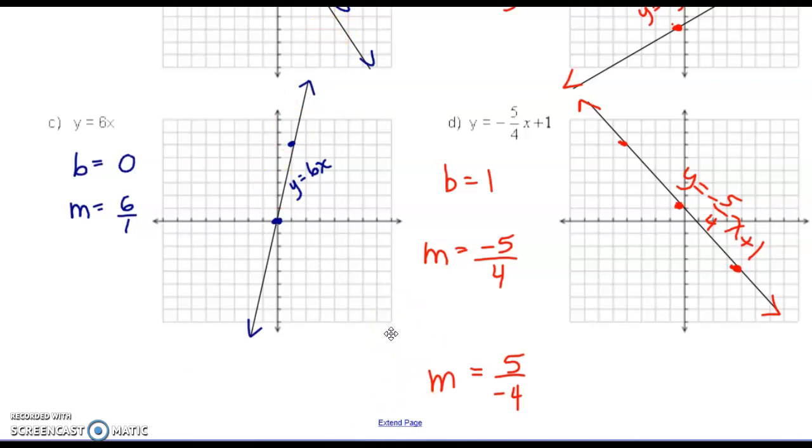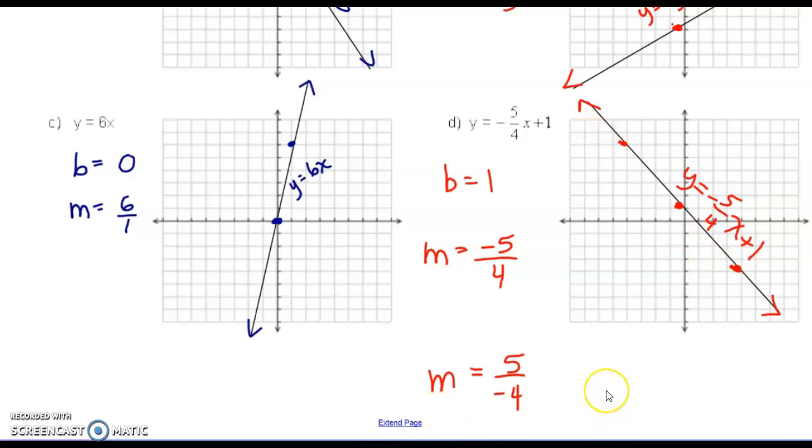Finally, example D, y equals -5 over 4x plus 1. My y-intercept is 1. B is 1. So I plot my first point, the y-intercept, there at 1. For my second point that I'm going to plot, I'm going to use my slope, -5 over 4. So from that point 1, I'm going to move down 5 and right 4, and then connect.